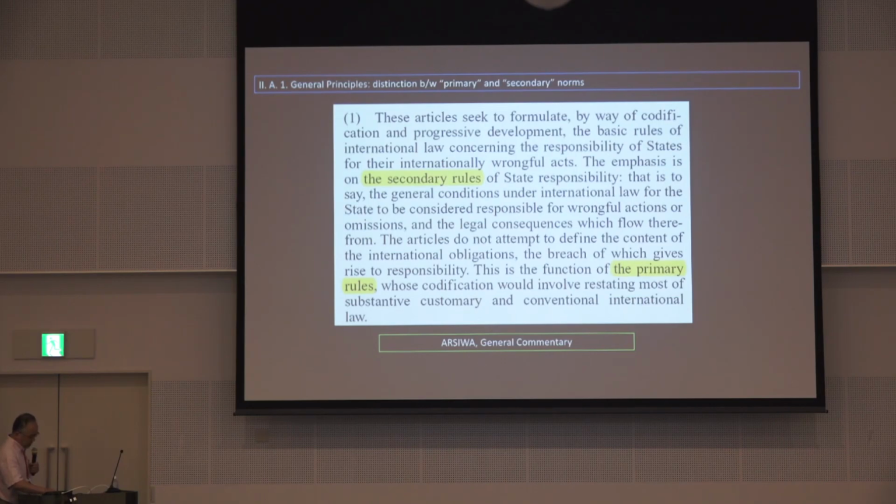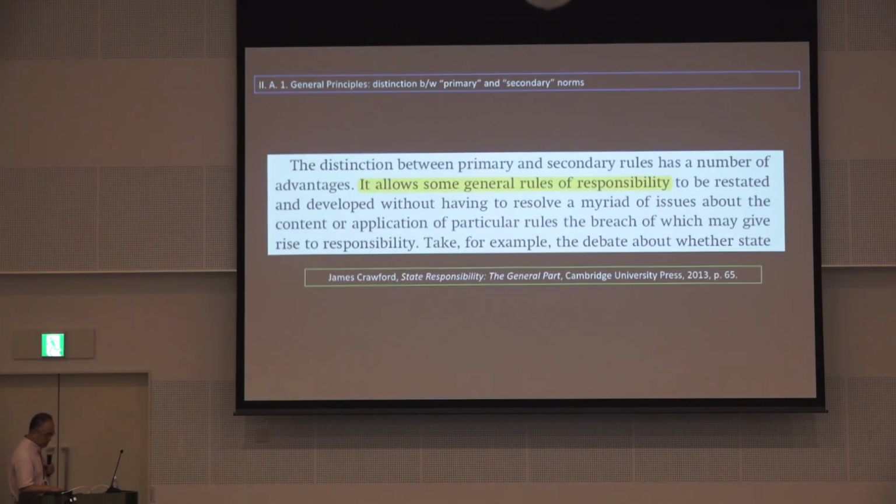You see, we have already discussed the distinction between the primary rules and the secondary rules. Primary rules set forth rights and obligations under international law, and when primary rules are breached, secondary rules come into play, and that's the rules on state responsibility. That's the basic structure. And this distinction was quite useful in order to establish a theory of international state responsibility.